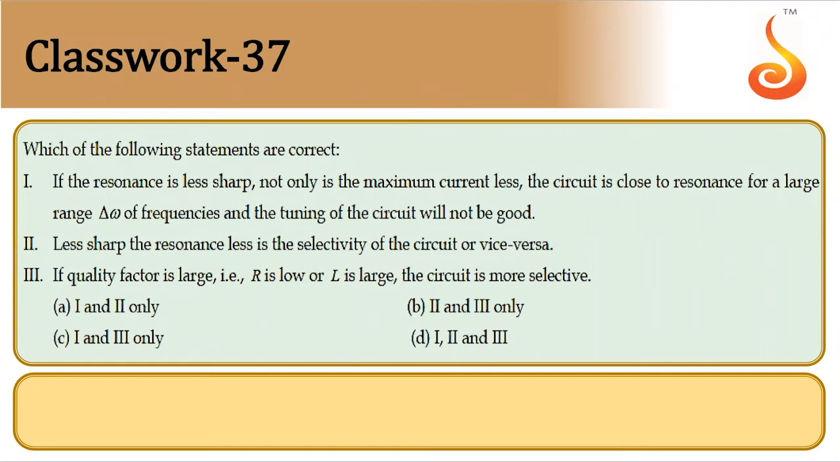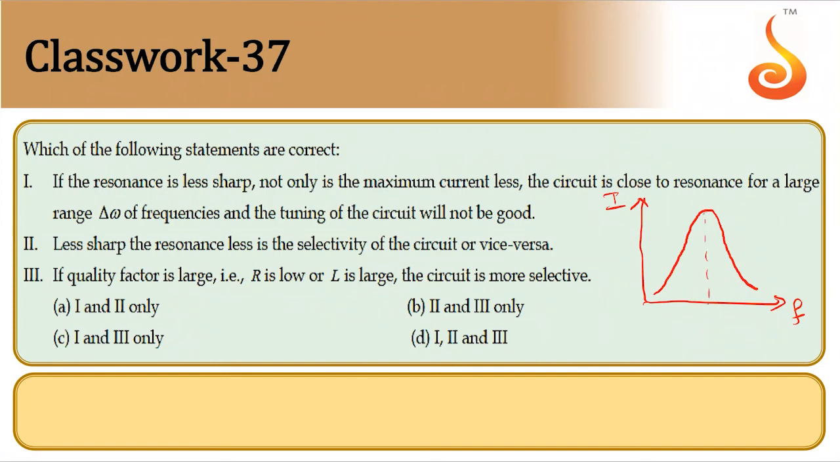Yes. Now let us check each and every statement. If resonance is less sharp, not only is maximum current less, the circuit is close to resonance for a large range of delta omega frequencies, and tuning of the circuit will not be good. See, if I plot the graph of I versus f, so this will be resonance. So this is resonant frequency.